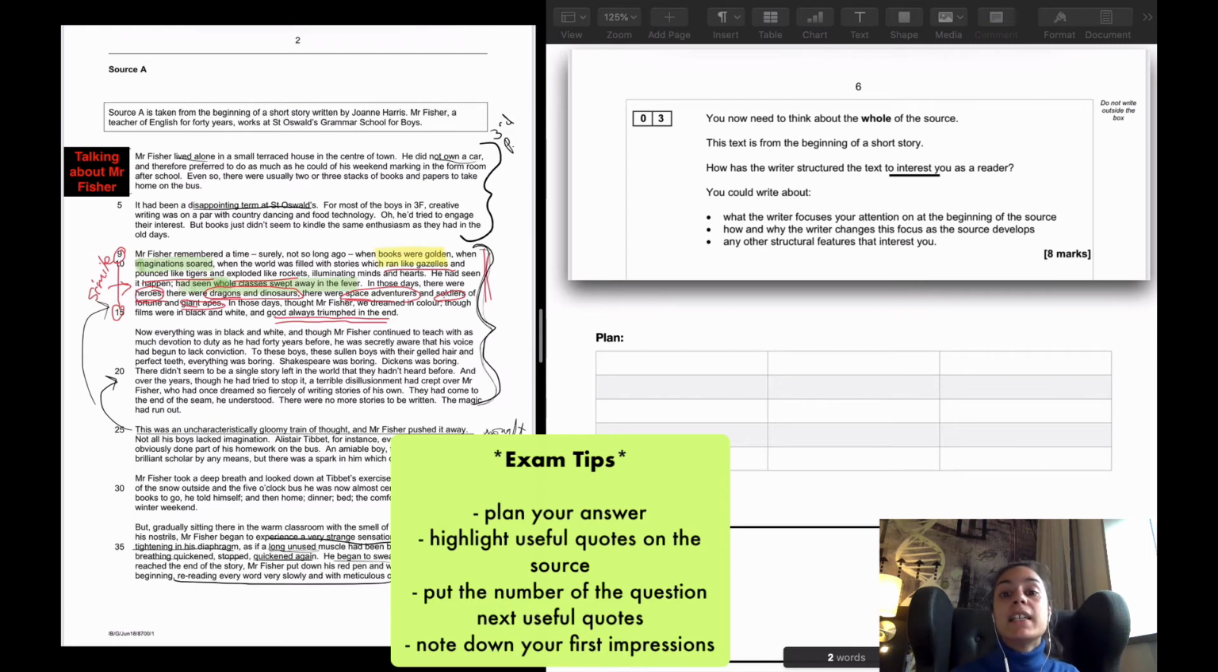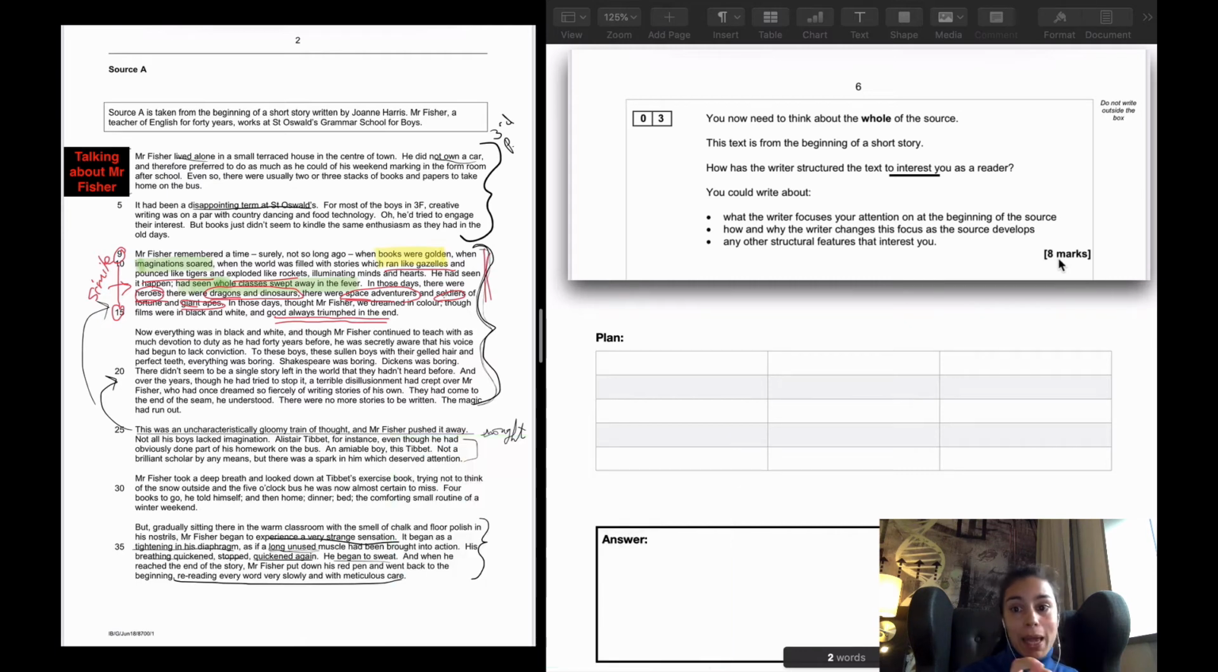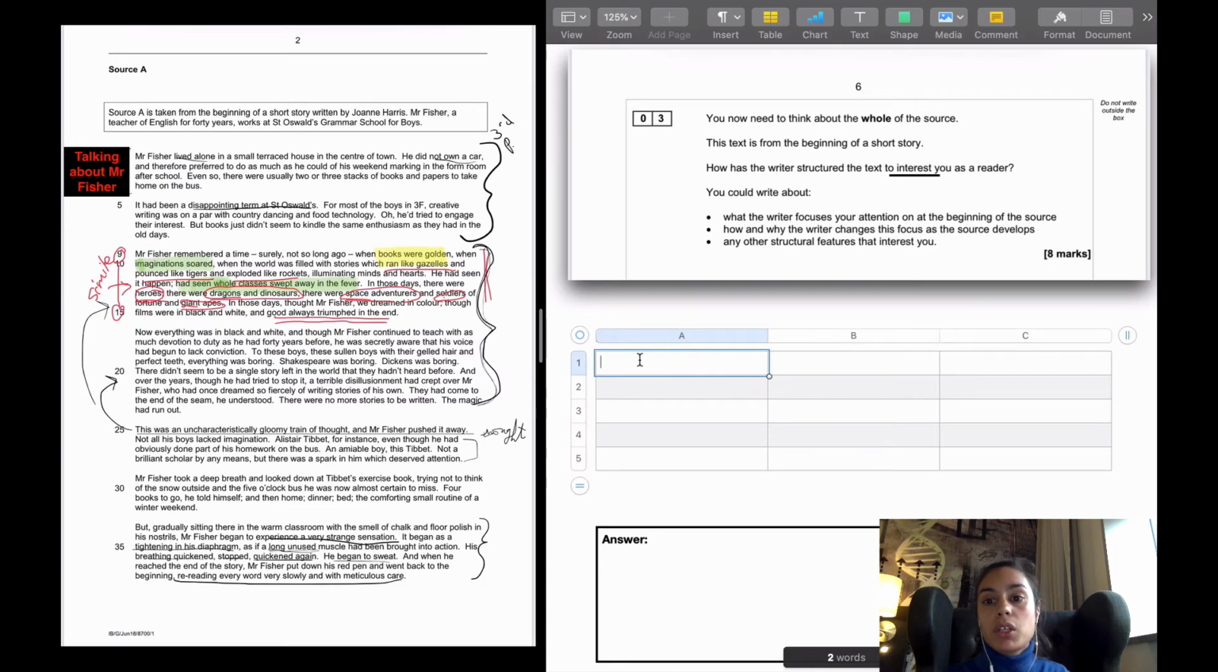so that when you're coming to plan and write your answer, you can just go back to it quickly. Now, for a question 8, you're not going to be doing a really full plan in your exam. You don't have time for it. You've got literally 10 to 12 minutes to read, plan and write this answer. So you need to be fast. So what I suggest is you be really, really logical in the way you approach this. Paragraph 1 is bullet point 1. So let's look at what the writer focuses your attention on at the beginning of the source. So: focus at beginning of source.